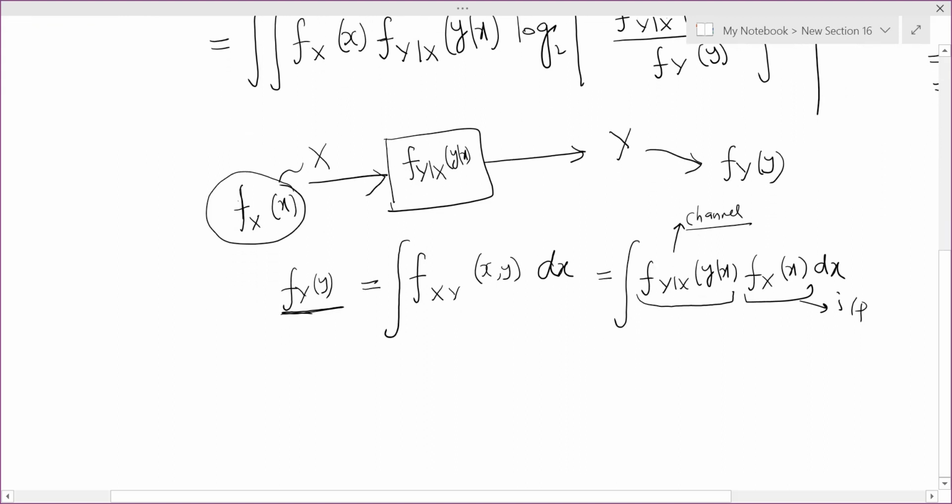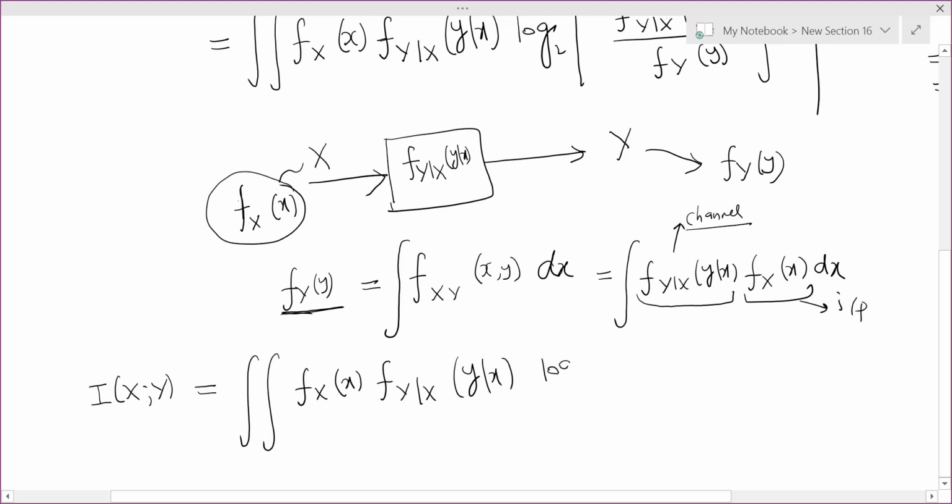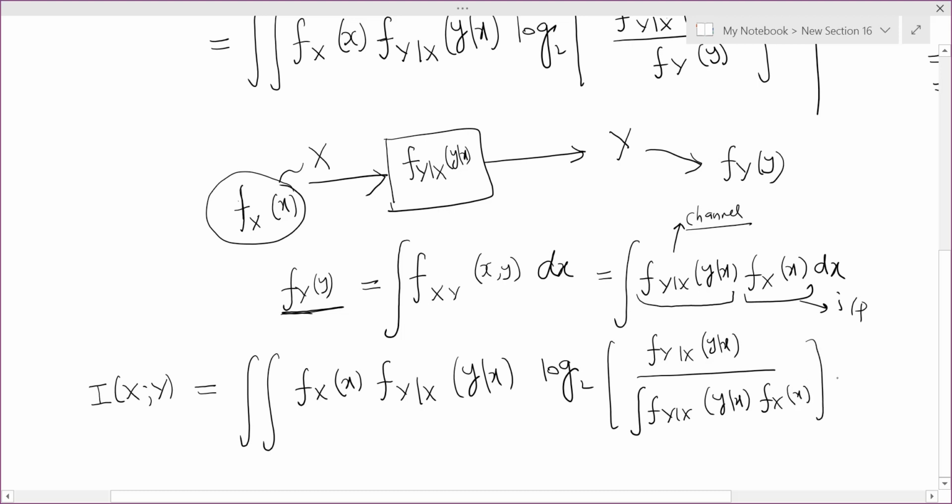Now if you put this expression back, I can write I of xy as the double integral of fx of x, fy given x of y given x, log 2 of fy given x of y given x divided by the integral of fy given x times fx of x dx.